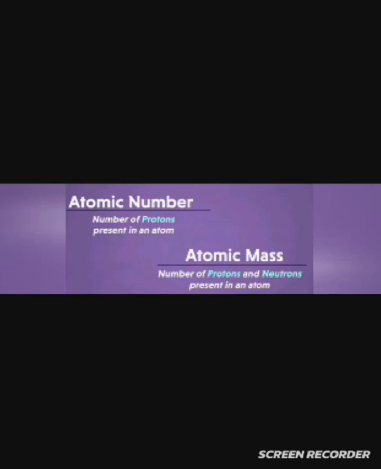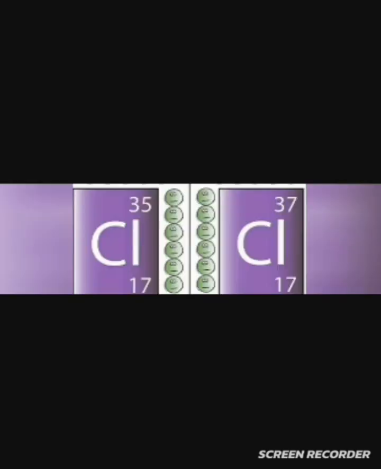Remember, we also said that the number of protons in an atom is equal to the number of electrons in the same atom. For as long as we are dealing with an atom, the number of protons, which is the atomic number, is equal to the number of electrons in the same atom. So what does this mean about our atom chlorine? This means that because our atomic number in both cases is 17, the number of protons is 17, the number of electrons is 17.